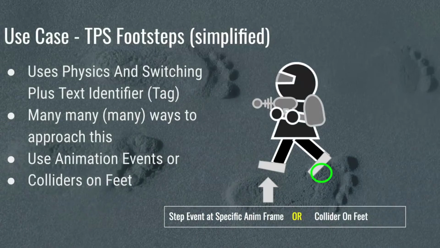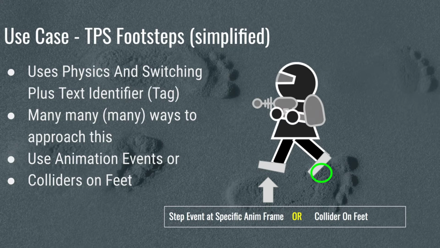So we're going to take a look at the context of what we're dealing with. We are dealing with third-person shooter footsteps, which is going to use physics and switching based on a tag identifier. There are lots of different ways to approach this, of course. We're going to be using the animation event approach, so that when the foot looks like it's physically touching the ground, that's when we play our footstep. We tested all this to some degree last time we did this.